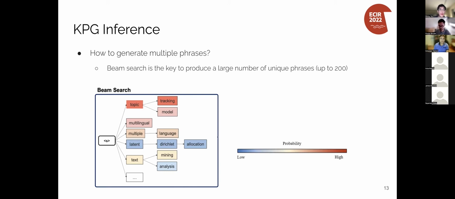And the one-to-one models can easily generate more unique phrases by using a large beam width. For example, given one document and a large beam width, it can generate, say, more than 200 unique phrases. And this results in a really good performance on predicting absent phrases.